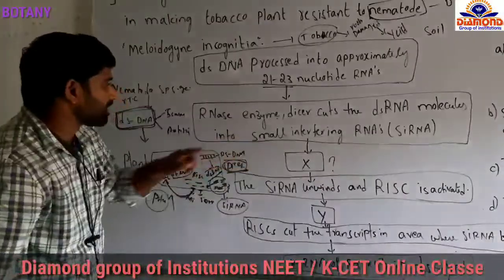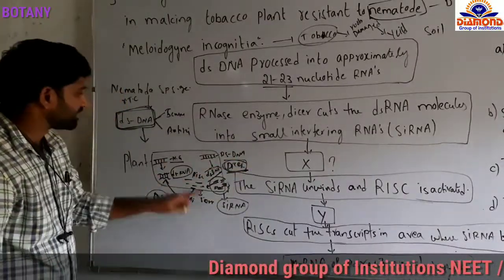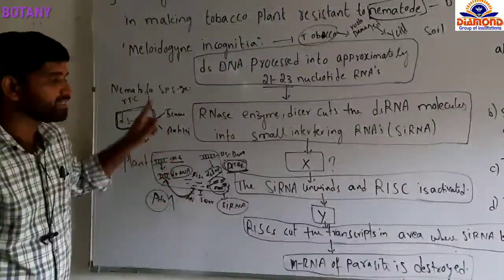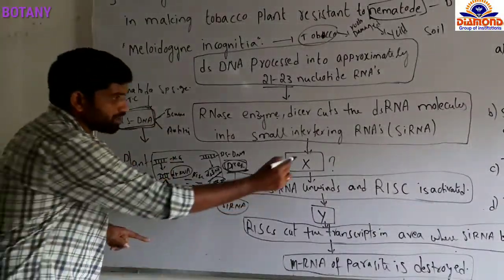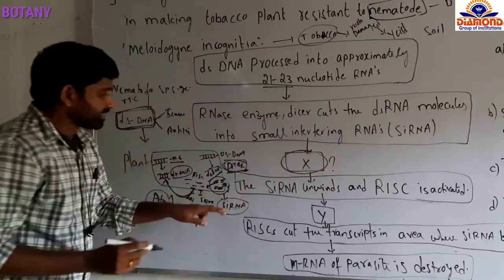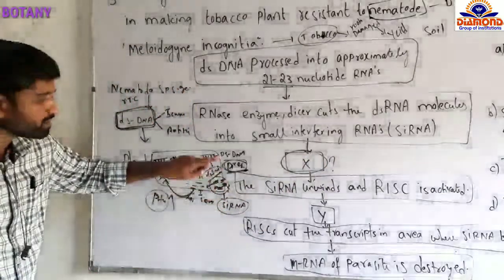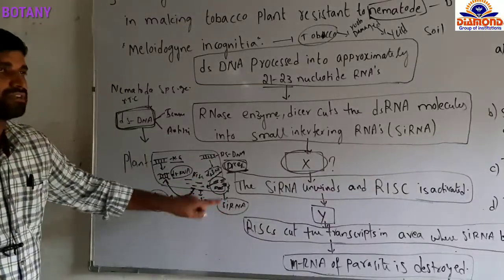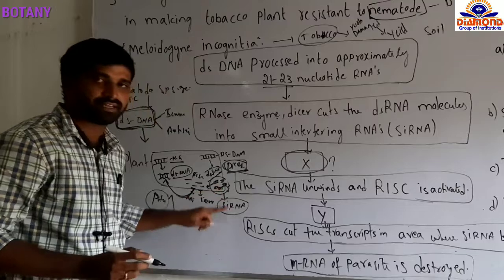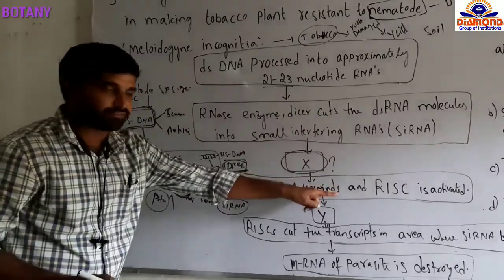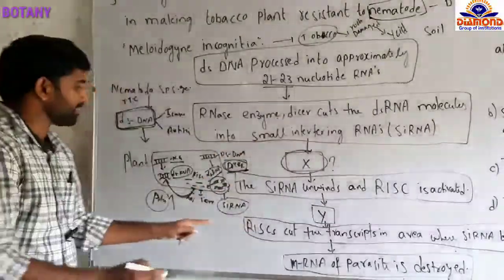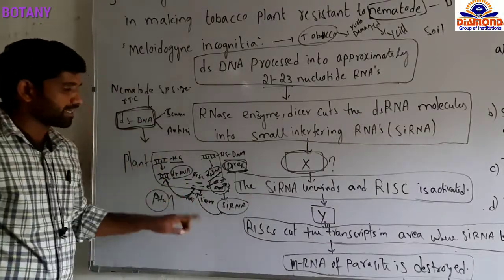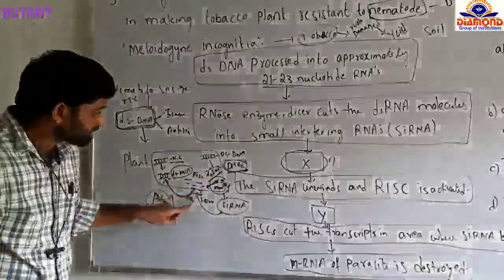After the formation of the small interference RNA, the enzyme RISC will be involved and they can form single-stranded RNA molecules. See now here the small interference RNA molecules will be activated. By the activation of siRNA, the RISC enzyme will be activated. By the activation of RISC enzyme, the small siRNA is converted into single-stranded RNA molecules.